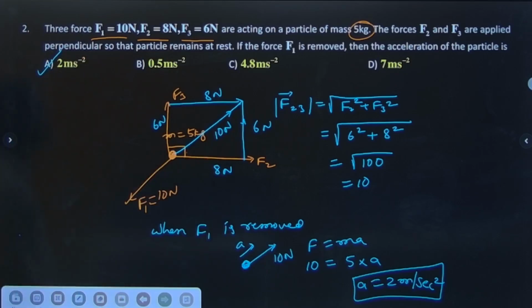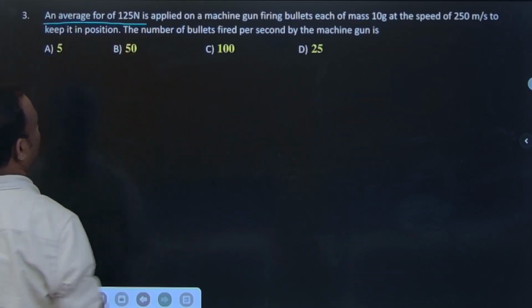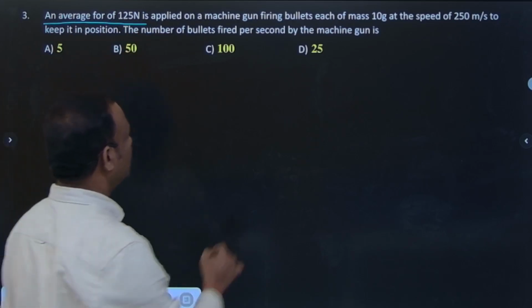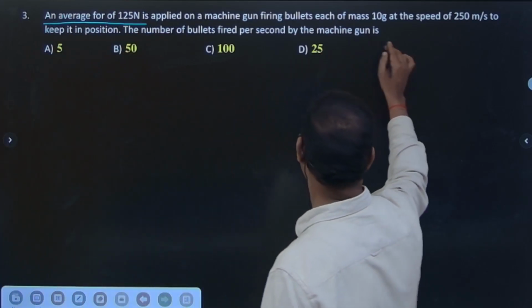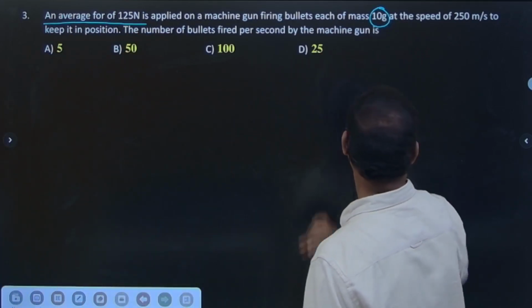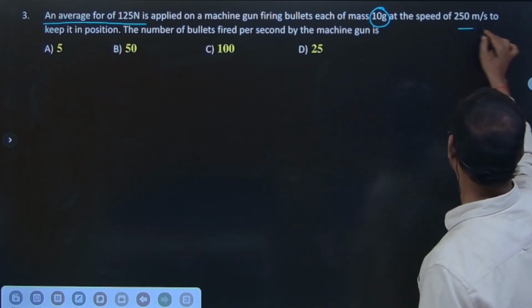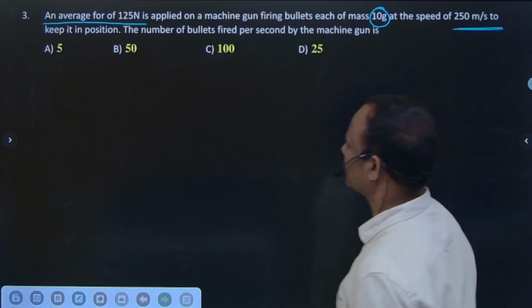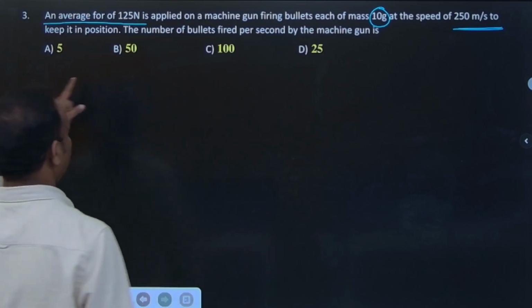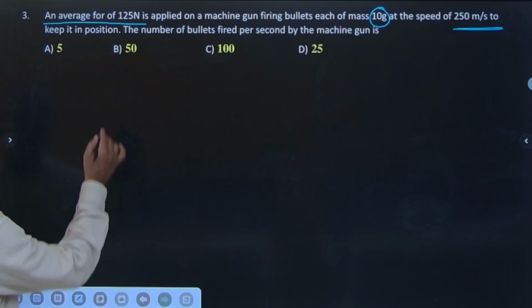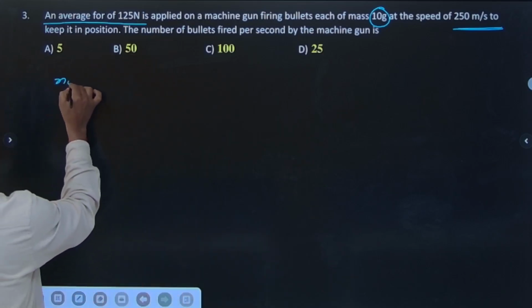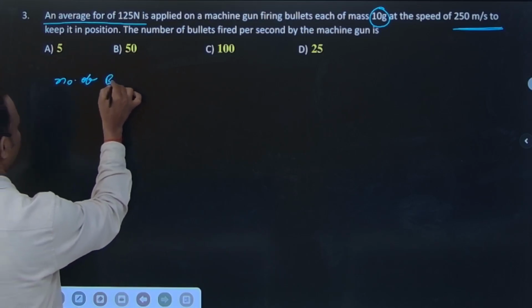Option A is correct. An average force of 125 Newton is applied on a machine gun firing bullets, each of mass 10 gram, at a speed of 250 meter per second. So keep it in position. The number of bullets per second is what?